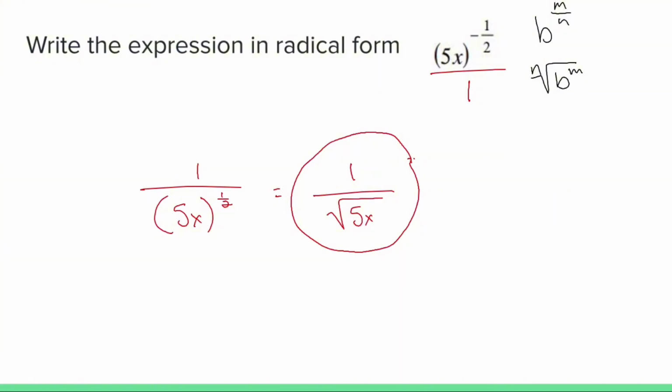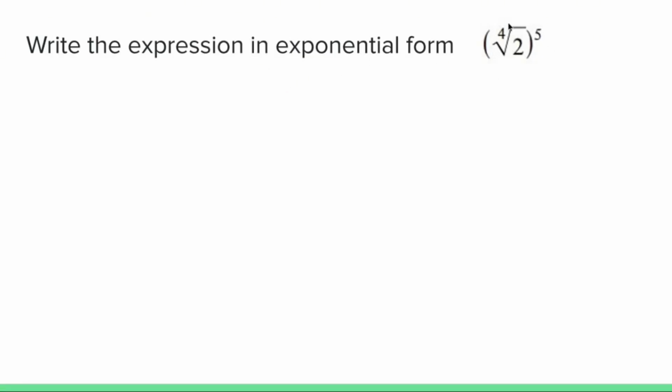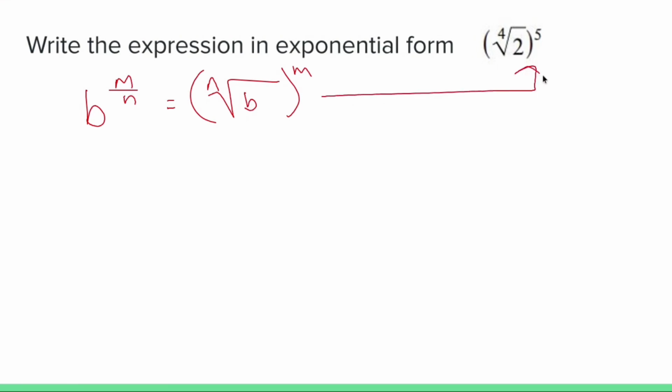Not my problem, dog. Write the expression in exponential form, all right? We've got the 4th root of 2 in parentheses to the 5th power. There's a little rule that says b to the m over n can be written as the nth root of b and take all of it to the m power. So comparing like to like, you would be my n, and you would be my m, and you would be my b. So I can rewrite this out as my b, which is 2, to the m, which is 5, over the n, which is 4. And that's it.